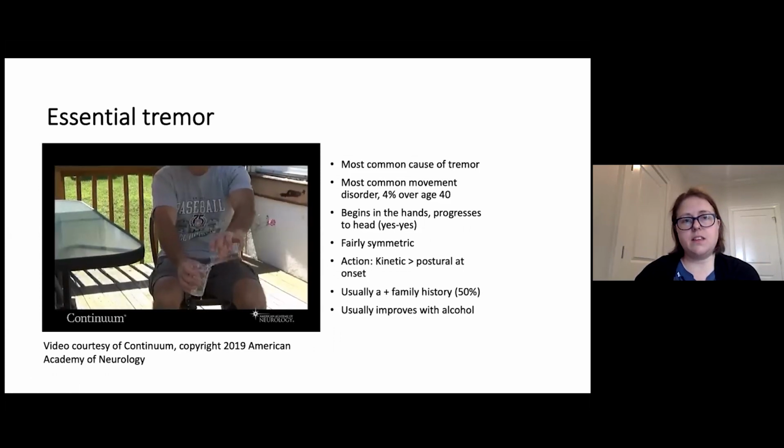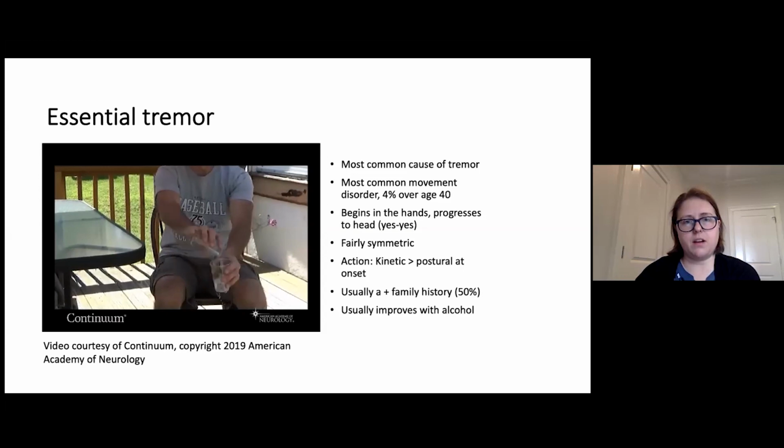So you can see he clearly has a postural and action tremor, and his is fairly severe. He's not able to keep water in the cup, just like we heard about with our patient. And so this is a helpful test that you can do in the office.